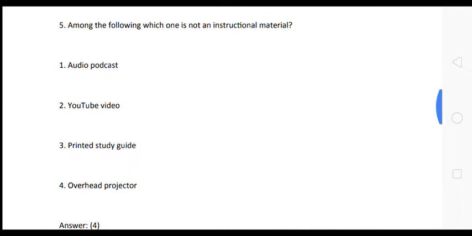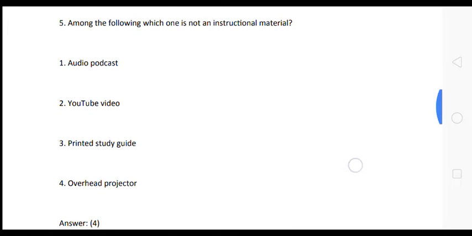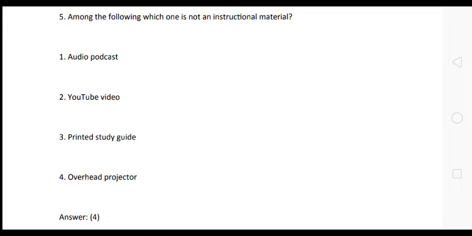The next question is, among the following, which one is not an instructional material? Options are audio podcast, YouTube video, printed study guide, and overhead projector. But the correct answer is option 4. Overhead projector is not an instructional material.